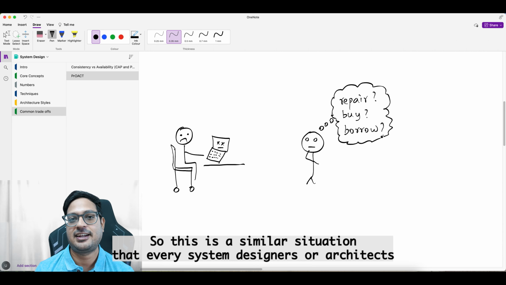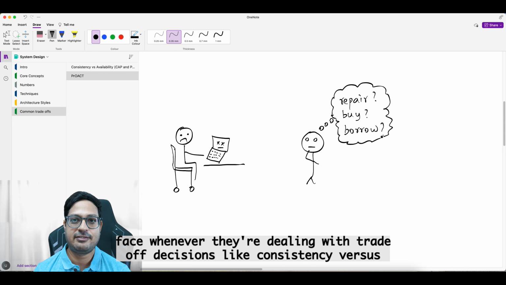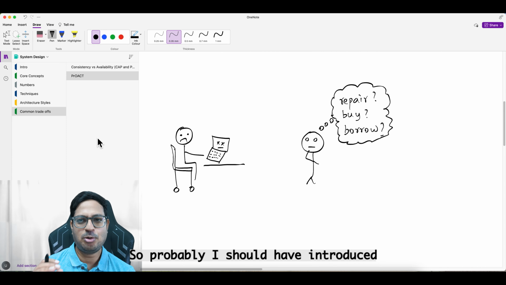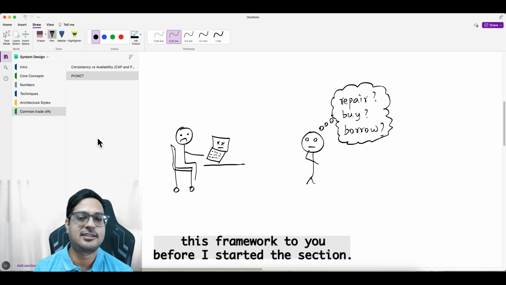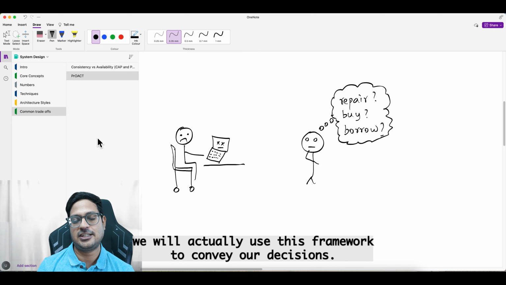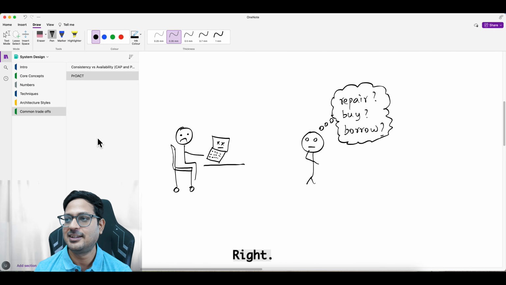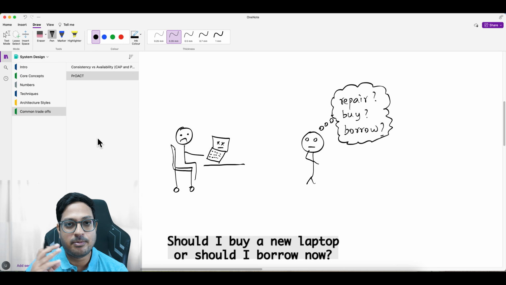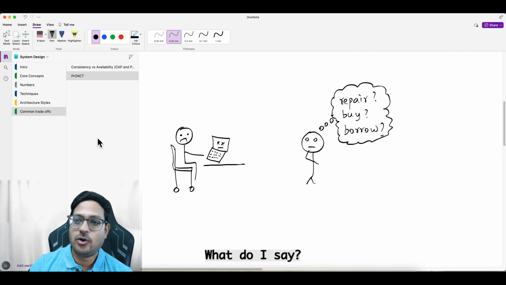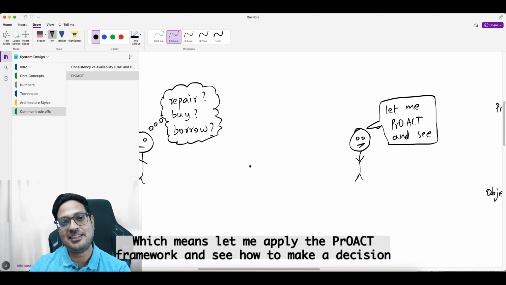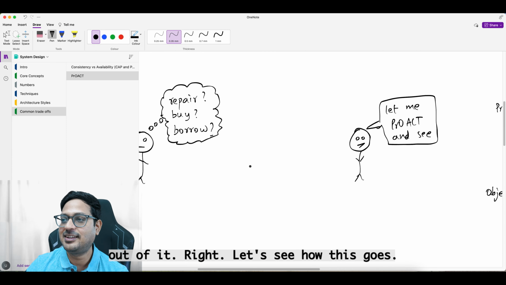This is a similar situation that every system designer or architect faces whenever they're dealing with trade-off decisions like consistency versus availability, performance versus cost, security versus usability, and so on. Probably I should have introduced this framework to you before I started the section, but no worries, I have decided to put it together now so that our next videos will use this framework to convey our decisions. So back to our story. Here I am thinking about three choices. Should I repair it? Should I buy a new laptop, or should I borrow? Now what I'm thinking is, let me PrOACT and see, which means let me apply the PrOACT framework and see how to make a decision out of it. Let's see how this goes.